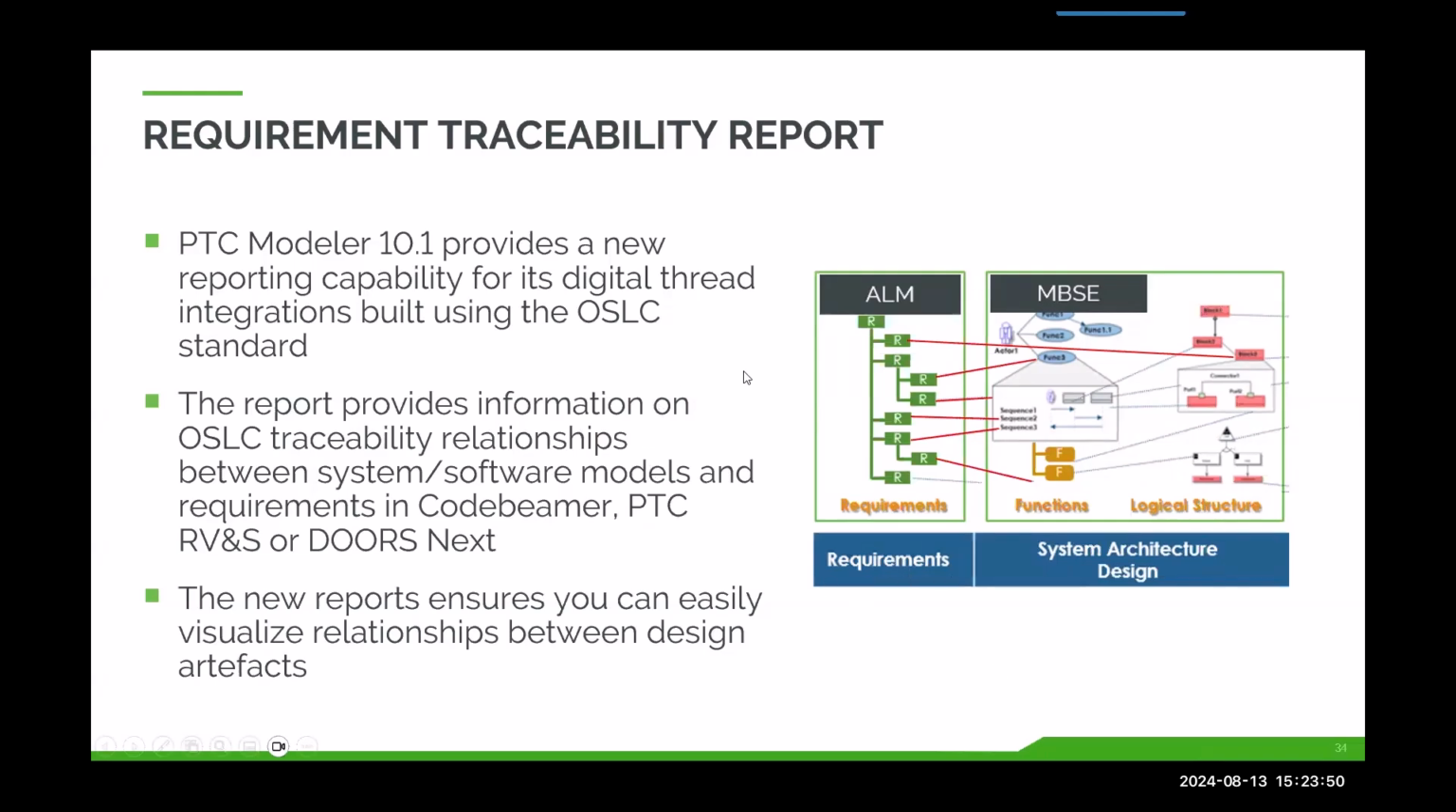It's based on OSLC links and OSLC surrogates in Modeler. It provides a summary of any OSLC trace relationships between system and software models in Modeler and any remote data that might be requirements in Codebeamer, RVNS, or DoorsNext, or Polarion. Actually, I think that's incorrect. I don't think DoorsNext works the same way, but Siemens Polarion does work with the traceability reports, as well as Windchill PLM. We'll describe those in a bit more detail.